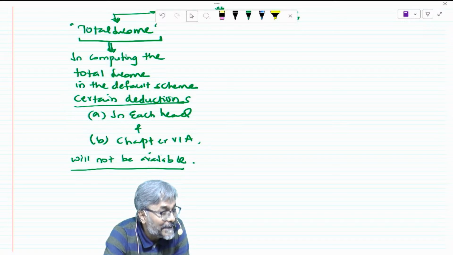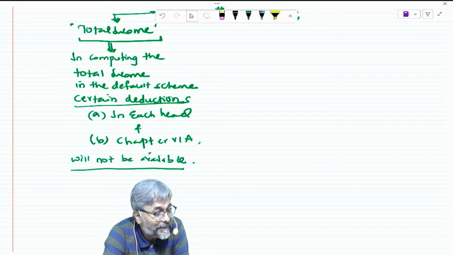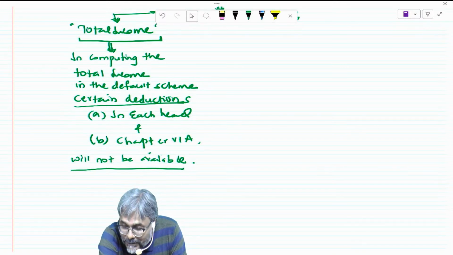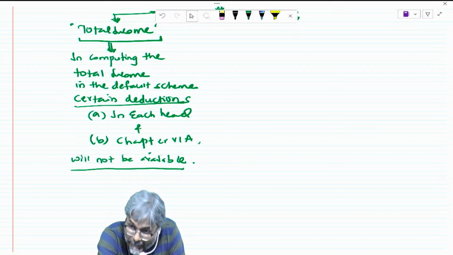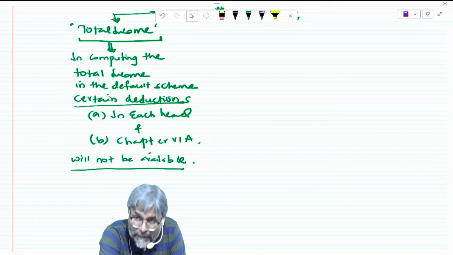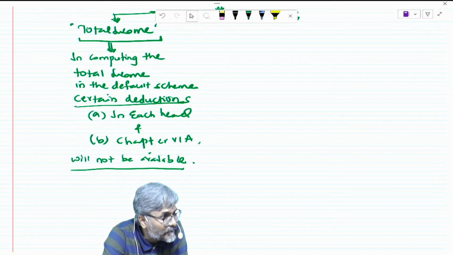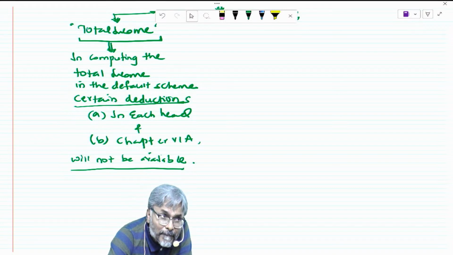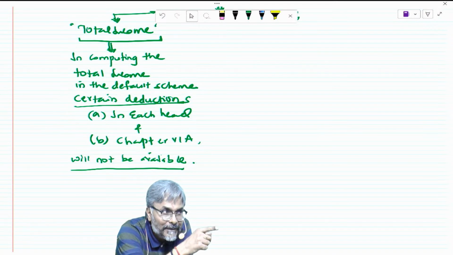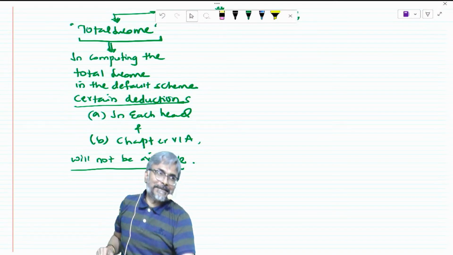My question is that if in the default scheme that particular deduction is not available to me, then why did I learn that section at all? What was the use of that section when it is not available to me in the default scheme? What you said? Optional case.